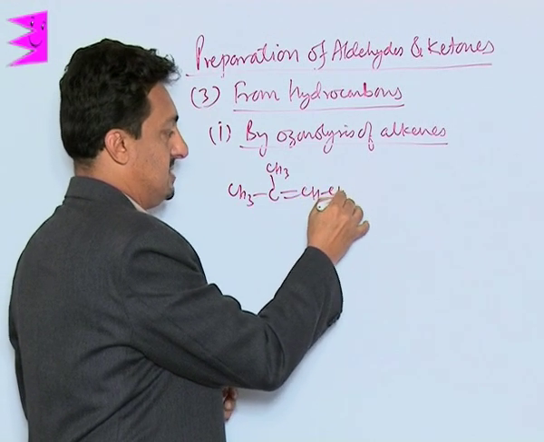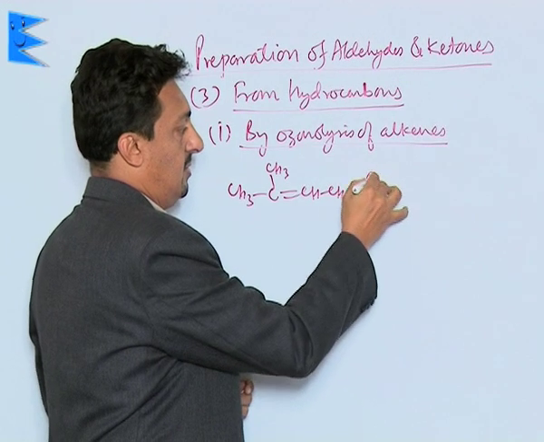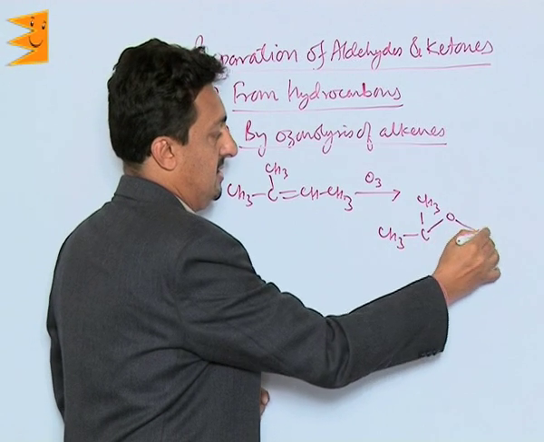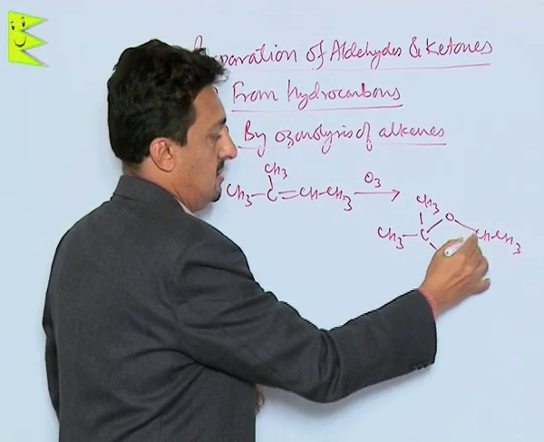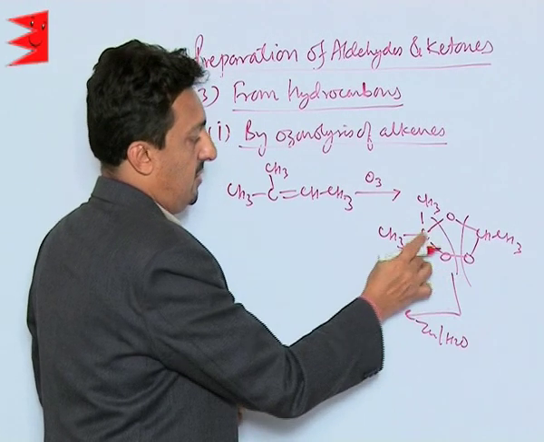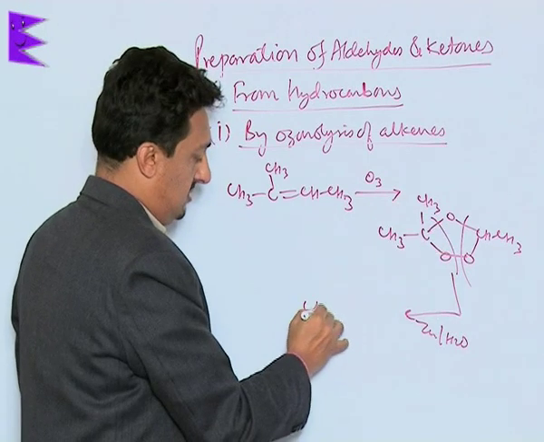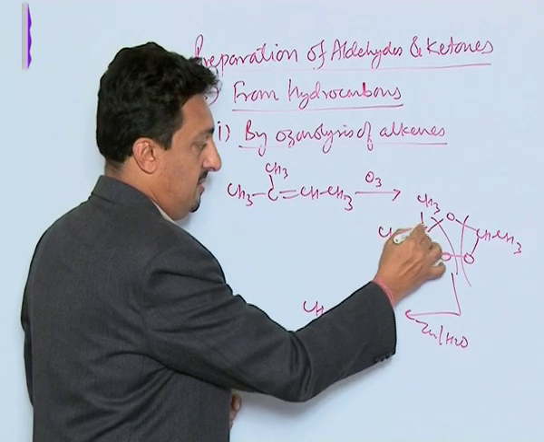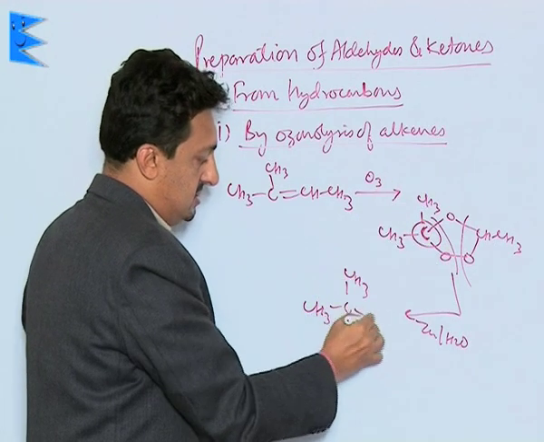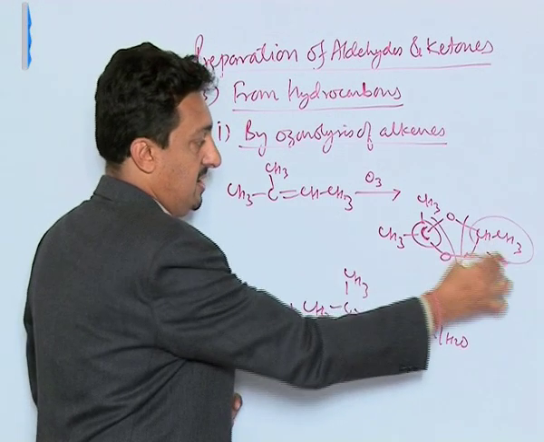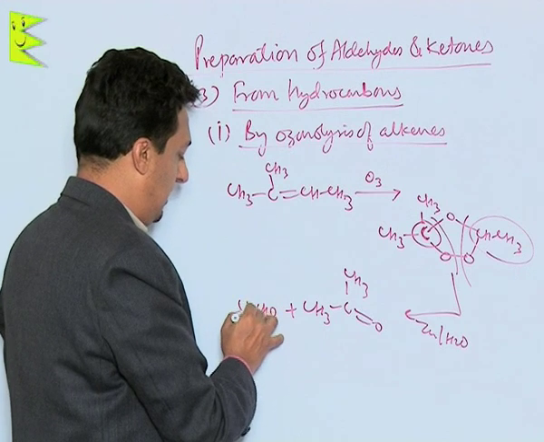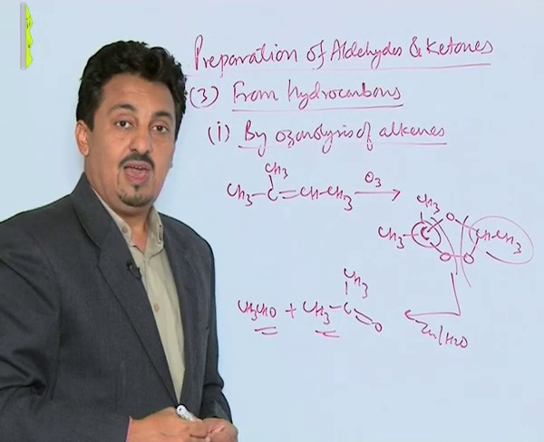Suppose we have an alkene like this. We know on ozonolysis it is going to form an ozonide like this. This on reaction with zinc and water will form what? This part will form a ketone, because this particular carbon which I am circling has two alkyl groups. So that gets converted into a ketone, and this one becomes an aldehyde because it has only one carbon chain. That is how we can have aldehydes and ketones prepared from alkenes.